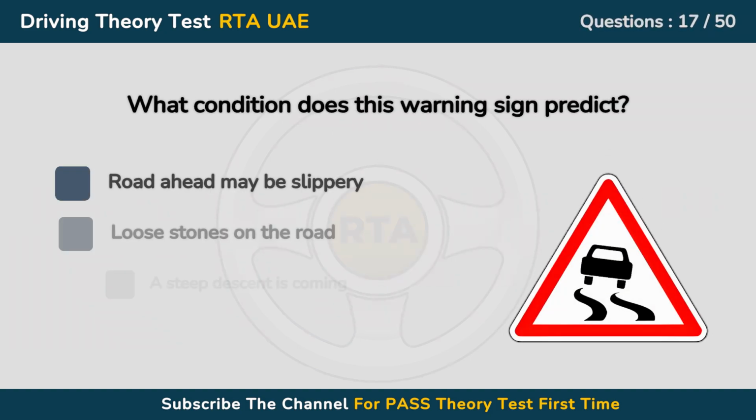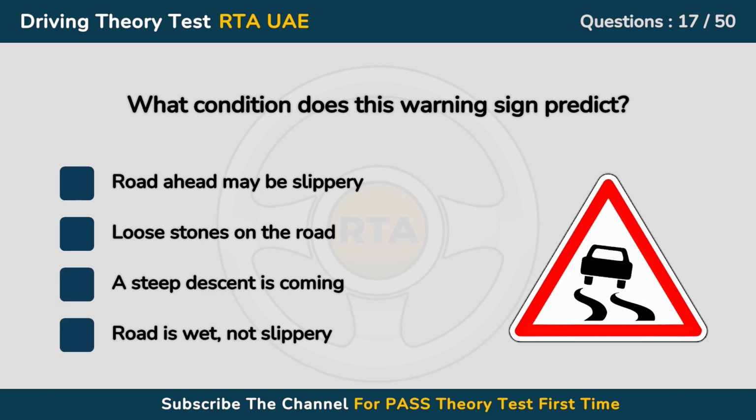Question 17. What condition does this warning sign predict? A. Road ahead may be slippery. B. Loose stones on the road. C. A steep descent is coming. D. Road is wet, not slippery.